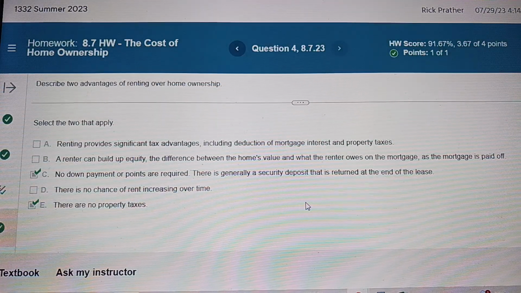So there are some advantages of renting. You can also just leave whenever you need to. If you own a home, you're best off not leaving right away, or you're going to really take a big hit financially. But in renting, once your lease is up, you're free to go somewhere else, and it's no big deal.